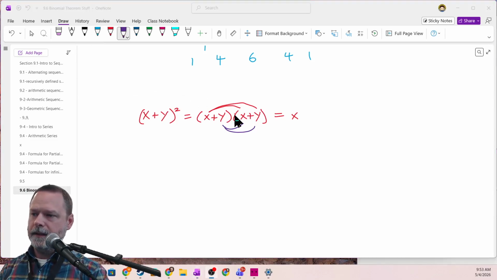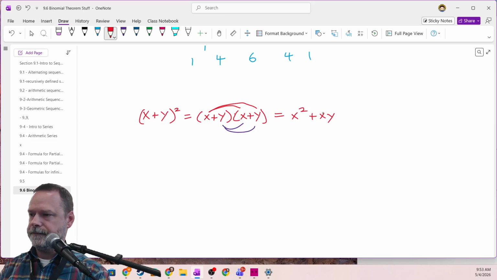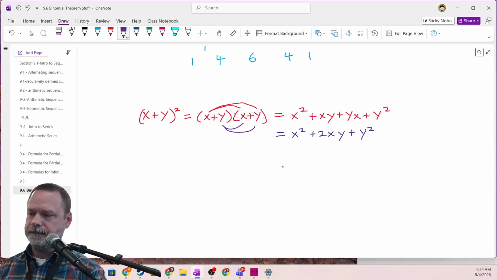Okay? All right. So we get x times x is x squared. X times y is xy. Y times x is another xy. I could leave it xy or yx, I don't know. But we would combine these, right? And then y times y is y squared. And then we usually like to write it like this: x squared plus 2xy plus y squared.